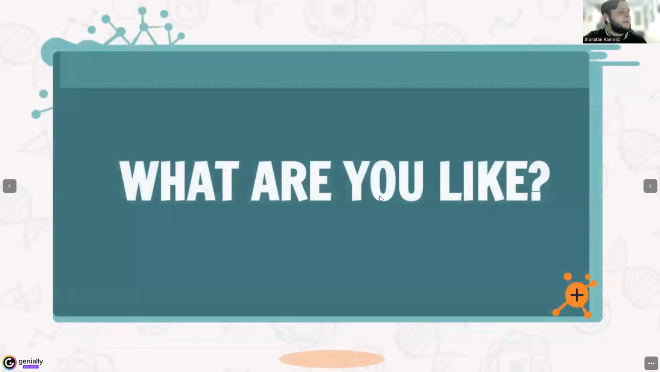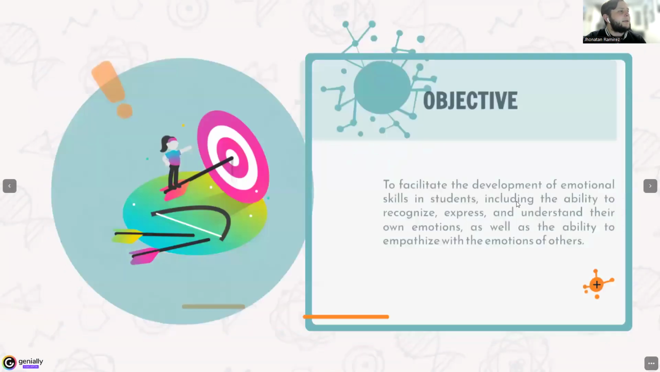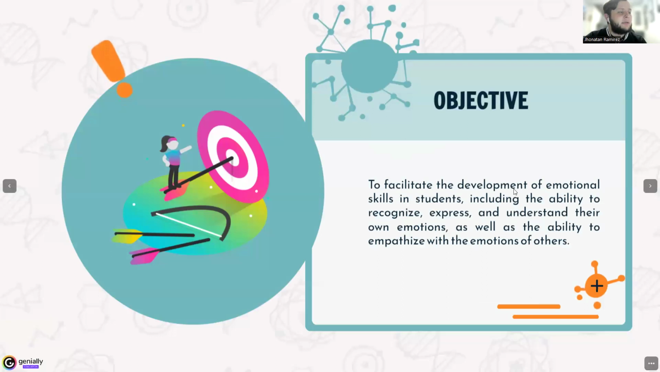In the second task, it's an activity called What Are You Like? Where basically the object is to develop emotional skills in students, yeah, including the ability to recognize, express, and understand their own emotions, yeah, in order to empathize with the emotions of others. Okay.